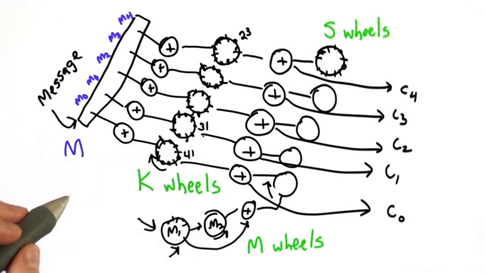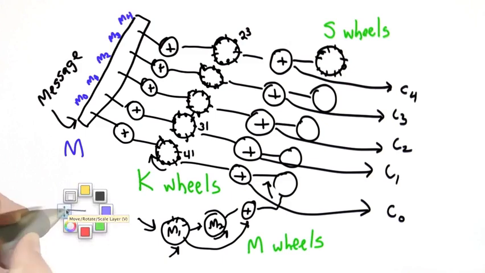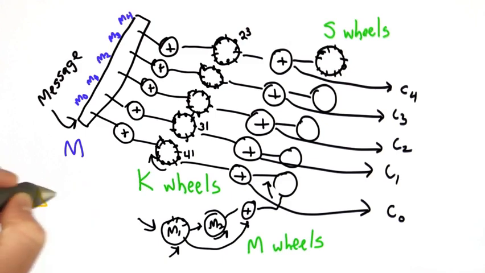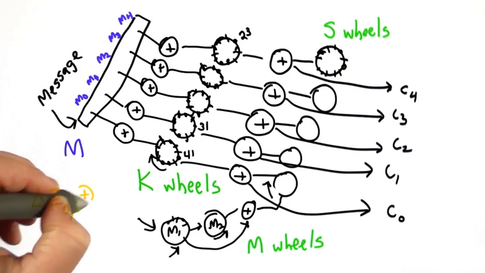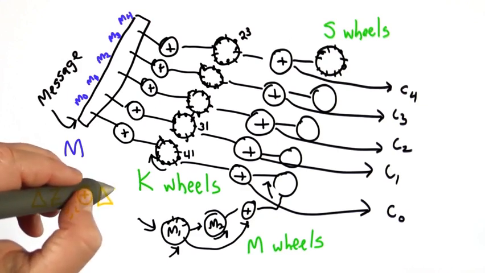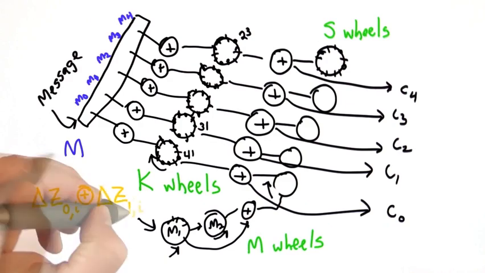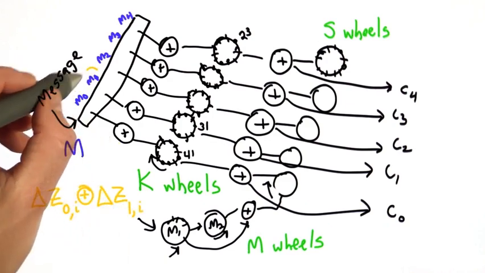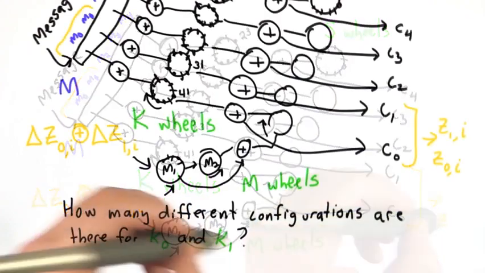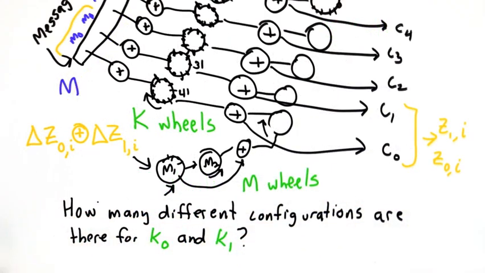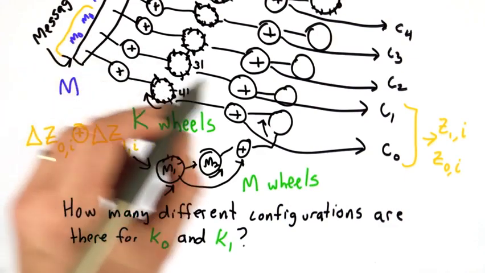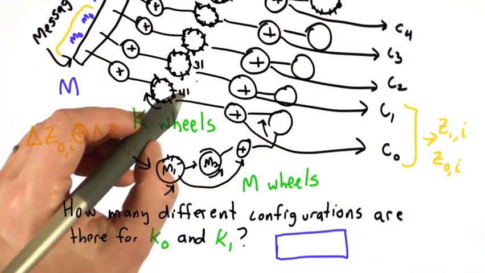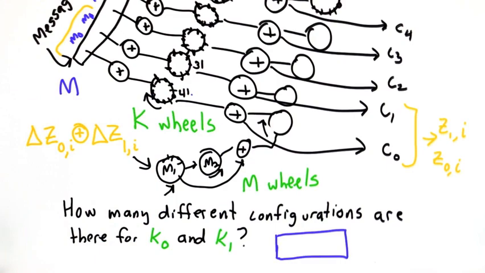If we're looking at delta Z for two channels, remember what we were producing here was looking at the XOR of delta Z from channel 0 XORed with delta Z from channel 1. So let's focus just on these two channels, the outputs. So the question is, how many different configurations are there for the first two K wheels, the ones for channel 0 and channel 1? And the numbers here are the size of those wheels.